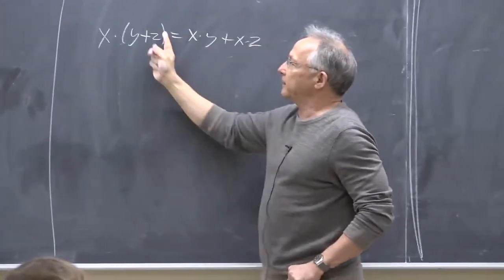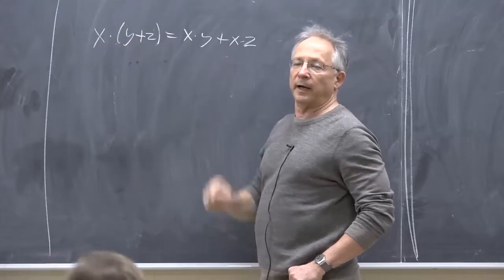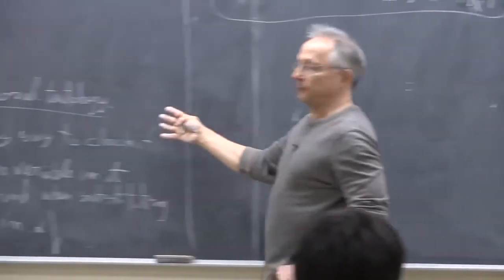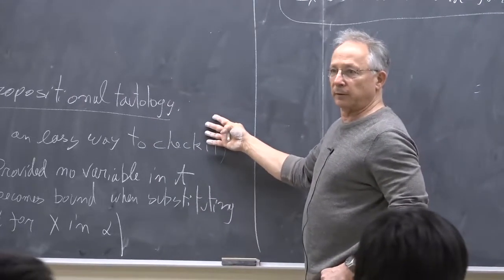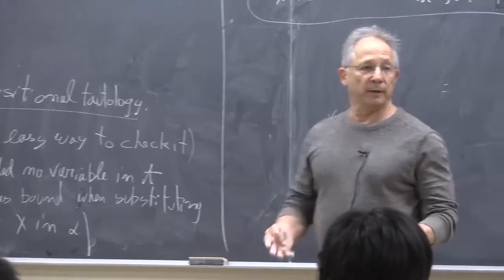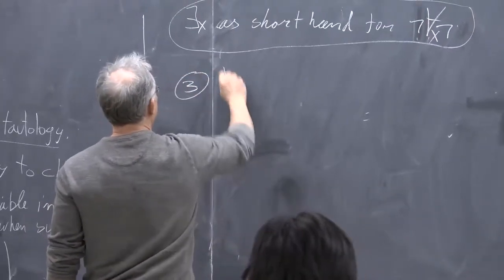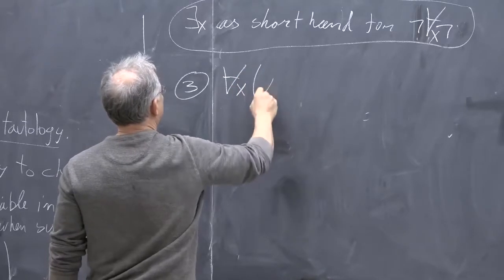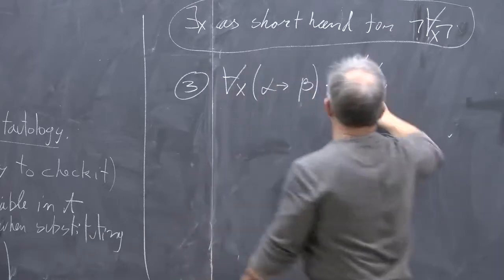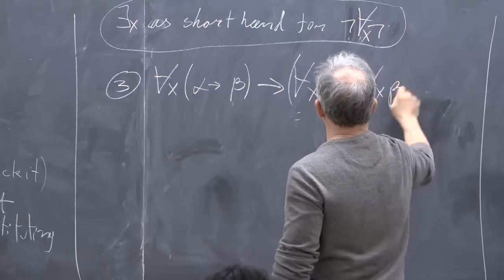So it tells me it's not enough to have axioms about plus and axioms about times. I also need an axiom that tells me how they interact. And it's the same here. I have an axiom that tells me what the propositional connectives do. I have an axiom that tells me what for all is, but I need an axiom that tells me how they interact. So our third axiom is going to be every formula of the form for all x (alpha arrows beta) implies for all x alpha arrows for all x beta.